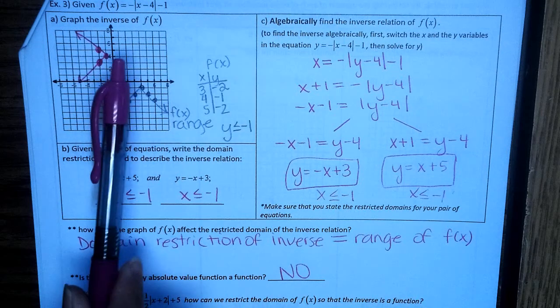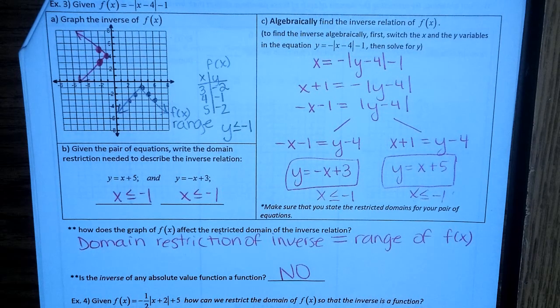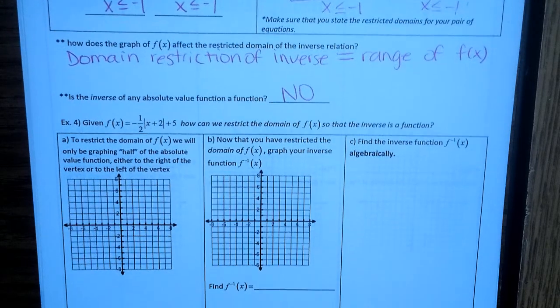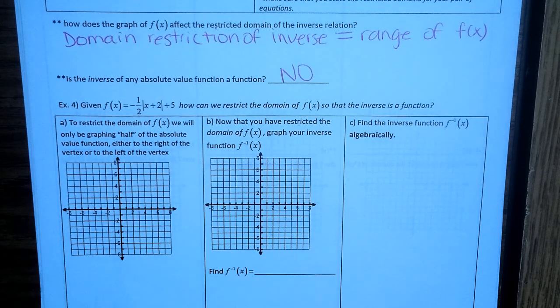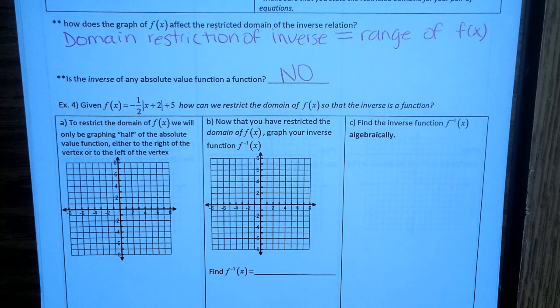No, it's not, because remember that the sideways V fails the vertical line test. So now, if you're not totally lost, here comes the hardest part. We are now going to try and graph the inverse of the absolute value function, but we want the inverse to be a function. So here's how we're going to do it.